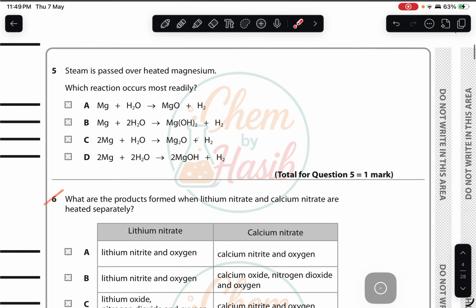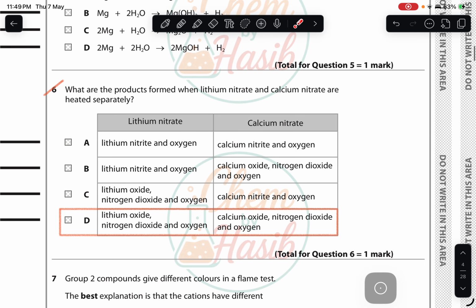Then we move on to question number 6. It says, what are the products formed when lithium nitrate and calcium nitrate are heated separately? If you heat lithium nitrate, it produces lithium oxide, nitrogen dioxide, and oxygen. And if you heat calcium nitrate, it produces calcium oxide, nitrogen dioxide, and oxygen. So that matches with option number D. But you must remember what happens when these compounds are heated, right?